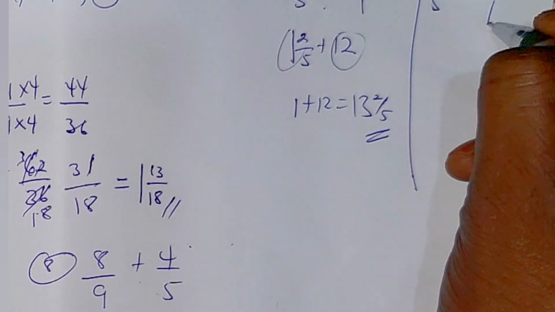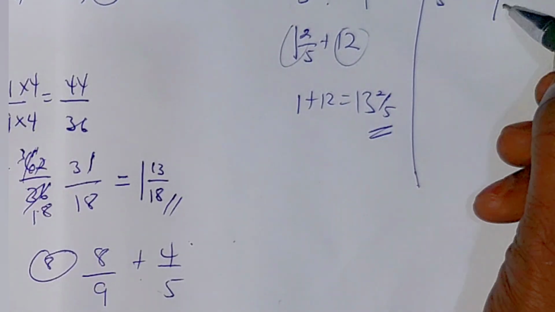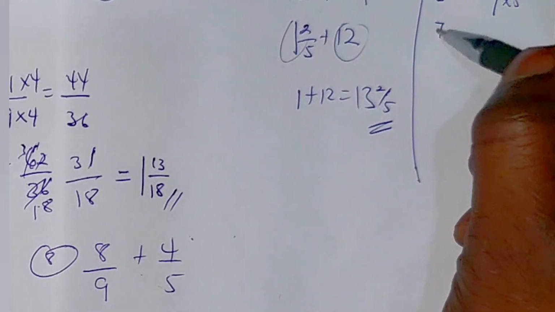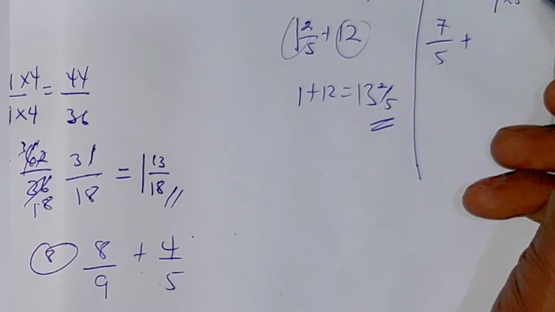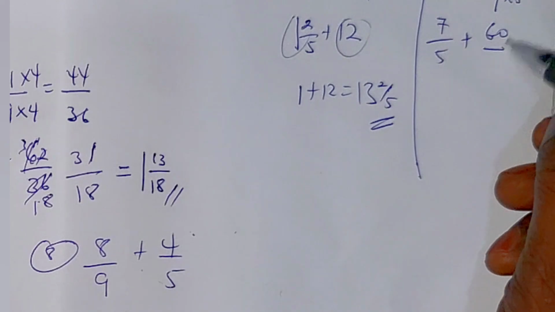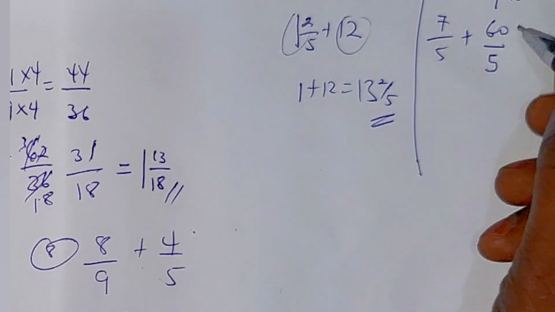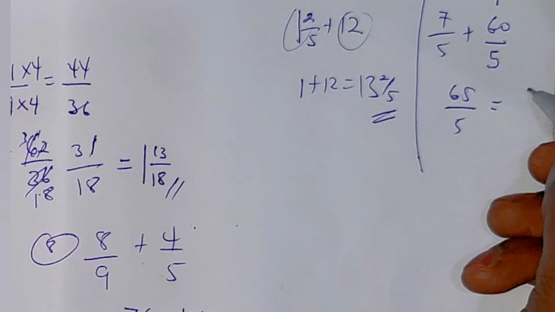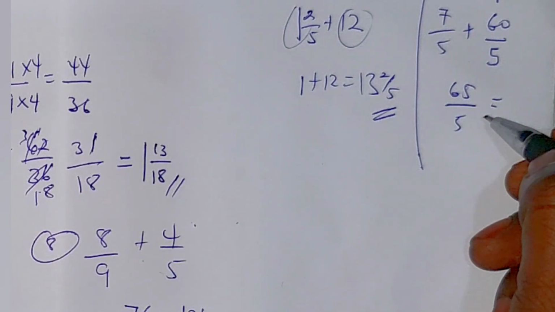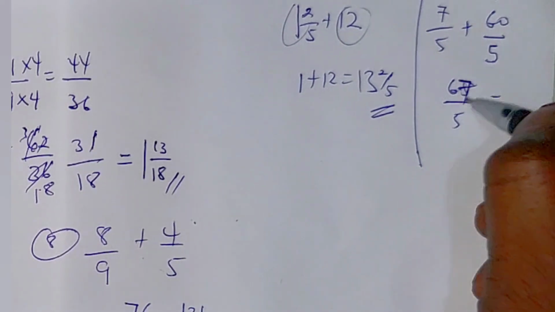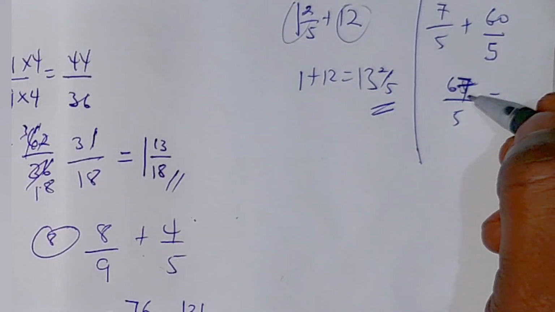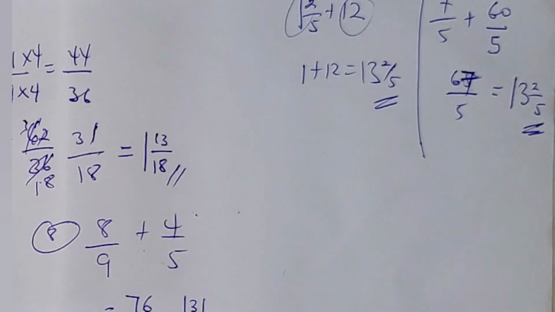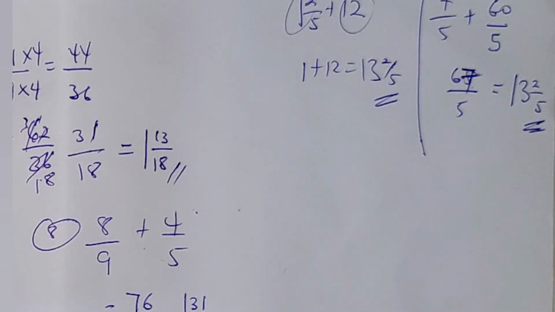So this is 12 over 1. We need to multiply here by 5 so that the denominators will become the same. So we get 7 over 5 plus 12 times 5 is 60 over 5. We add the numerators, we get 67 over 5. Sorry, it's supposed to be 67. And we know that 5 can go into 67 13 times, remainder of 2 over 5. Yes, so that's all. Let's go to the next one.